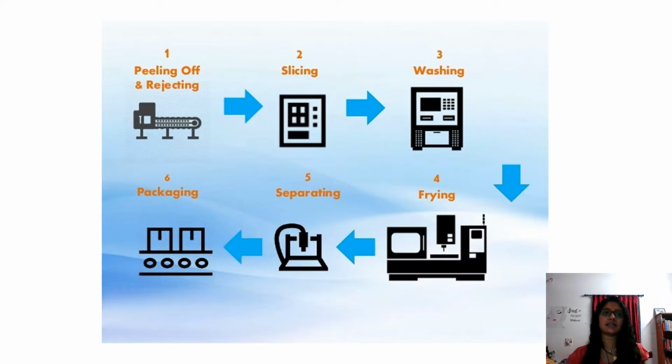And in the second slide you can see there is a step-by-step process going on. The first step is peeling off and rejecting, then slicing, washing, frying, separating and packaging. So this is a step-by-step process. You said it's a process, it's going step by step, it's a procedure. And some of you also said it's changing from one step to another. There is a change in certain things. So the second keyword that you guessed right was changes.